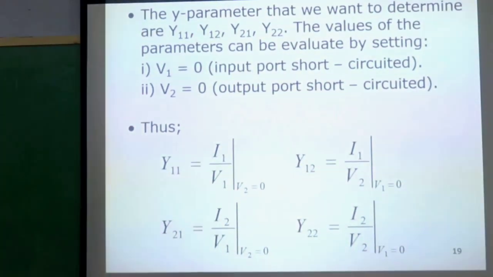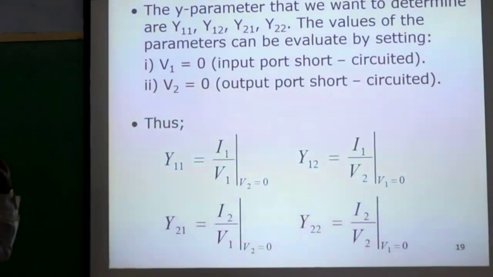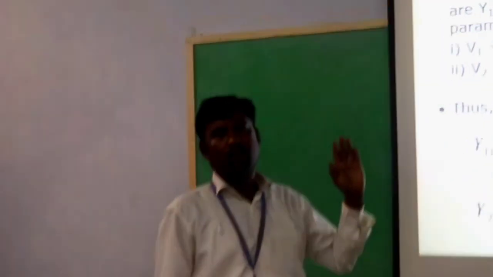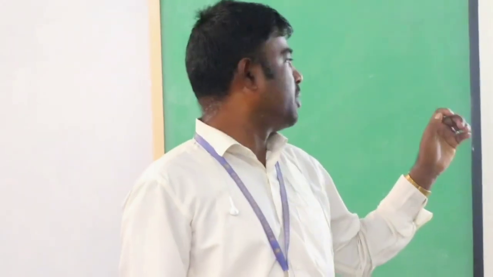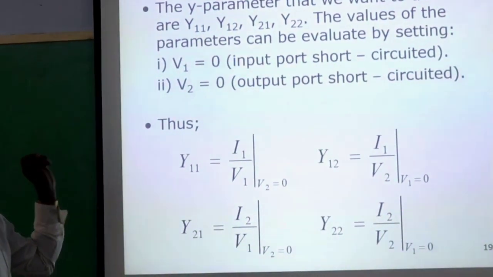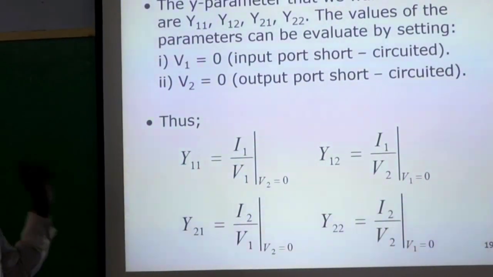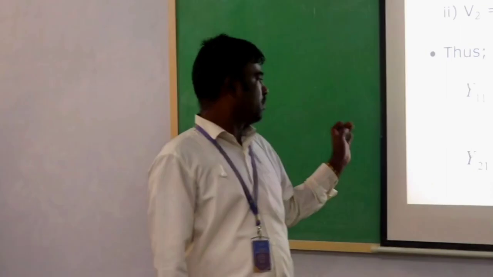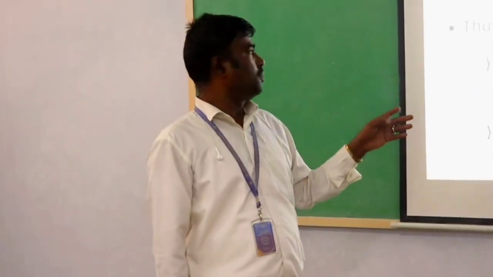Next, after substituting the values, V1 equal to 0 for short circuit and V2 equal to 0 for short circuit. For Z parameters, I1 equal to 0 and I2 equal to 0 are open circuited. For Y parameters, V1 and V2 are short circuited, so that we will get the Y parameter values. So Y11 equals I1 by V1 with V2 equal to 0. Substitute V2 equal to 0 in equations 1 and 2 of the Y parameters, and we will get Y11 and Y21. Similarly, with V1 equal to 0, we will get Y12 and Y22.